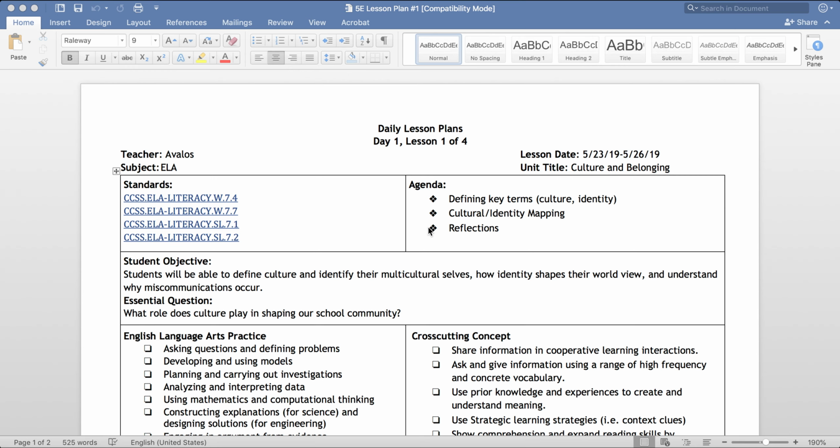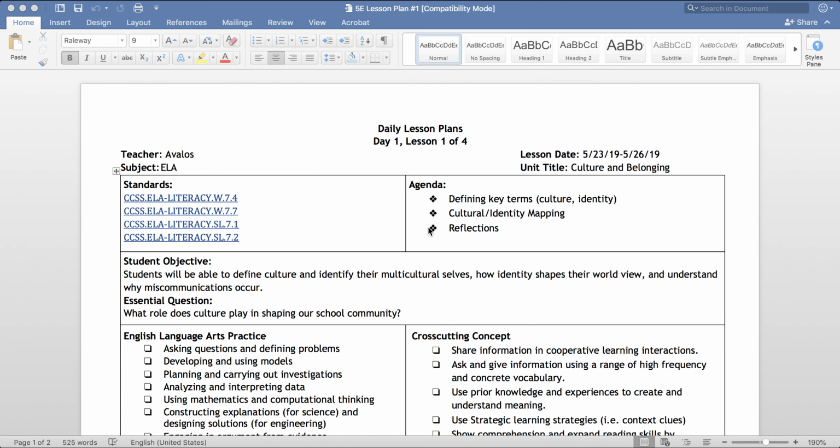Okay, so the agenda today is really just defining key terms like culture and identity, which can be very difficult to do. So you might need to revise those depending on your students' needs and levels of ability. We're going to be culture and identity mapping, as well as doing some reflections. We're focusing on writing as well as speaking and listening content standards. Those are the main focuses throughout the 4 lessons.